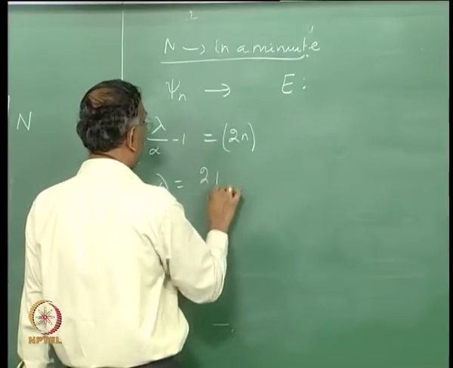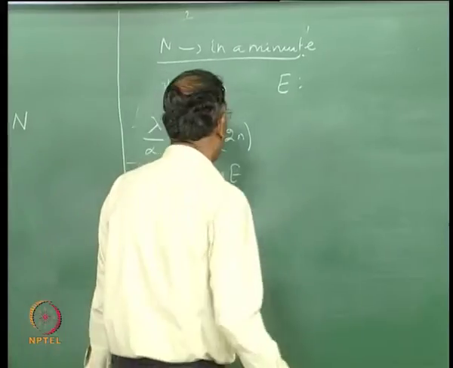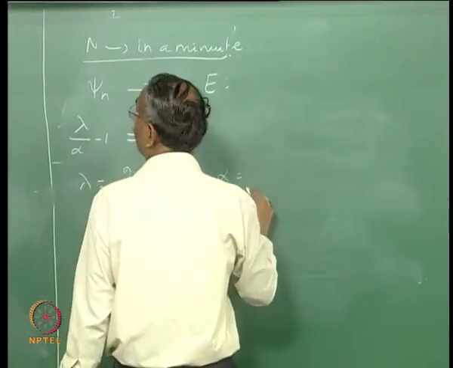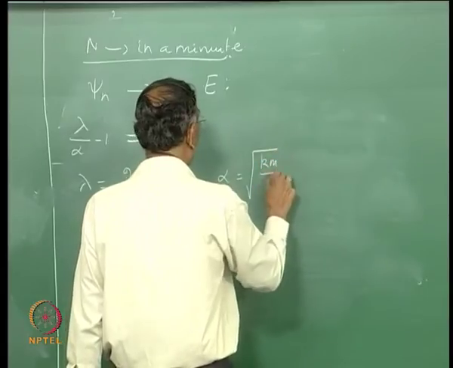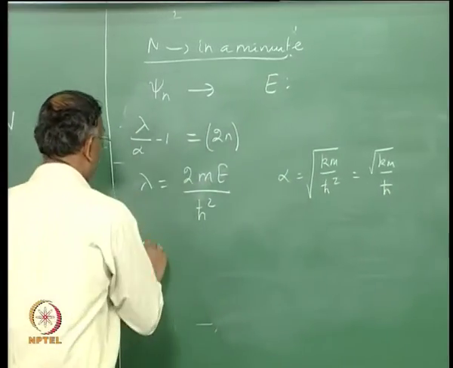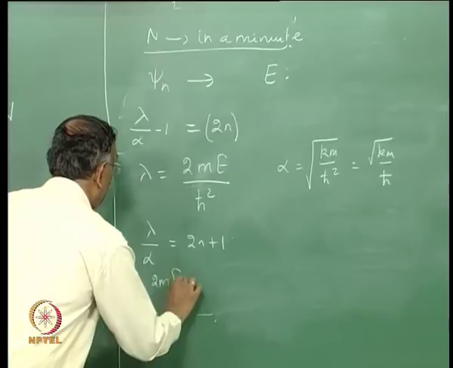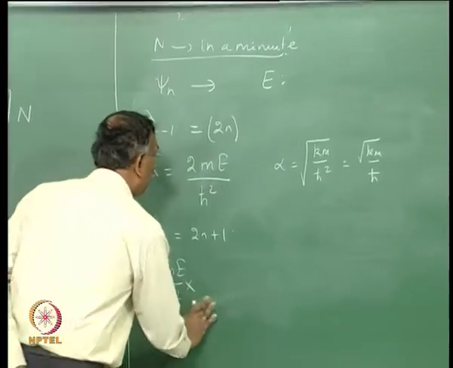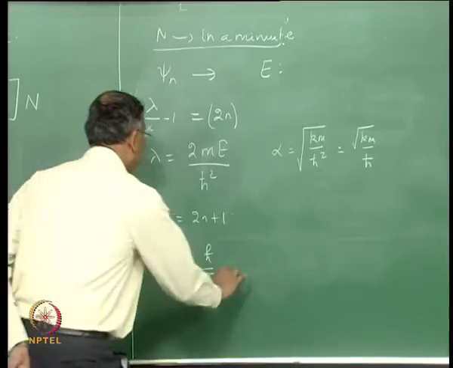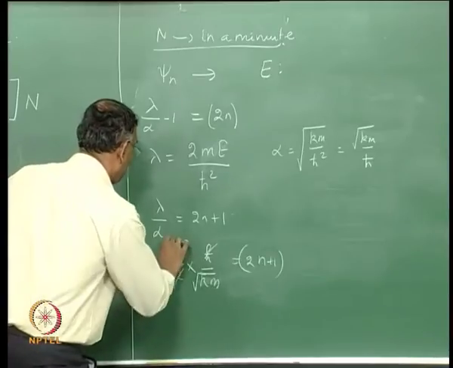Okay. So, if we do that, lambda, please recall from the previous lecture, lambda is 2 m E, mass of the harmonic oscillator, by h bar squared, and alpha we have just now written that alpha is equal to square root of k m by h bar. So, if we substitute this lambda by alpha is equal to 2 n plus 1, then what you have is 2 m E by h bar square times 1 by alpha, which is h bar by square root of k m, and that should be equal to 2 n plus 1. Okay. So, let us cancel out these things and the m becomes a square root m.